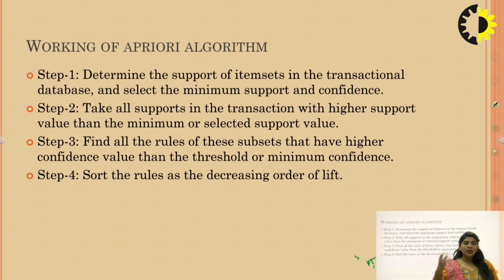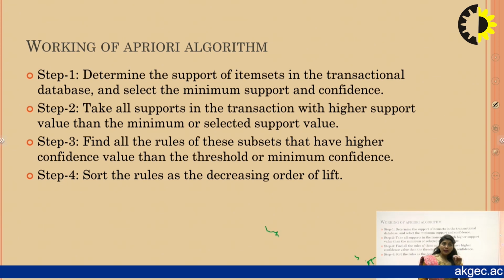So what is the minimum support? Suppose there are values 3, 4, 5, 6, 7. We assume that any value having less than 3 will be discarded. So in the values 3, 4, 5, 6, 7, all the values will be taken because none of them is less than 3. In the first step, we count the support of the item sets. Now take all the items in the transactions with support value higher than the minimum, or the selected support value. Then we find the rules, and then we sort the rules in decreasing order.